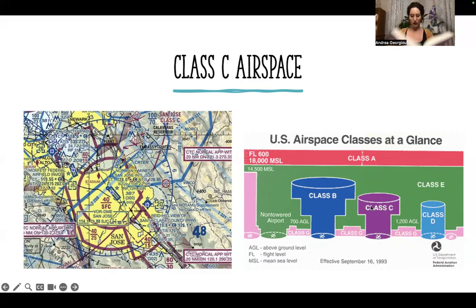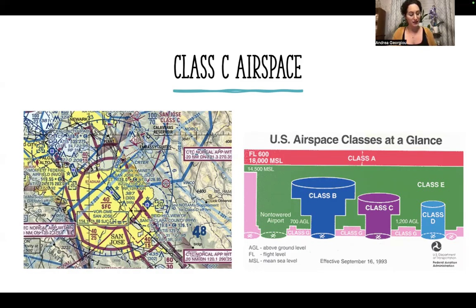Okay, so let's go in our FAR book, in our AIM, let's go to the next page, chapter 3-2-4. Paragraph A, Class C says, generally, this airspace starts at the surface to 4,000 feet above the airport elevation, so it's charted in MSL. And it surrounds those airports that have an operational control tower, are serviced by a radar approach control, and have a certain number of IFR operations or passenger enplanements. So they're still busy, but they're not as busy as Class Bravo, right?